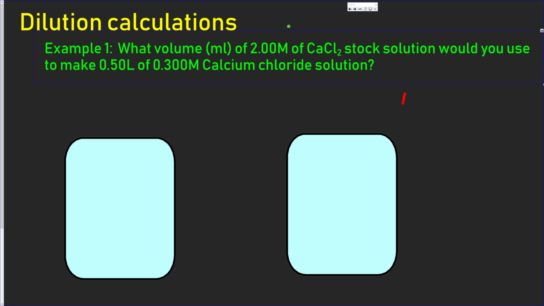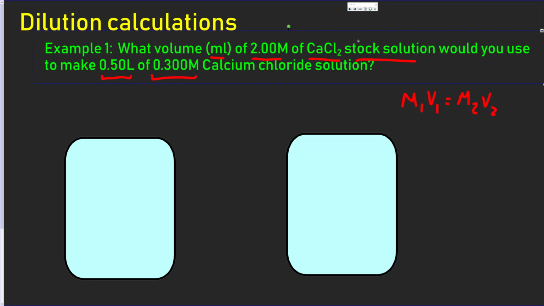So let's look at an example here. I'm just going to write my formula here, and this is what the question is asking for. What volume in milliliters of a 2.00 molar calcium chloride stock solution would you use to make 0.5 liters of 0.3 molar calcium chloride?